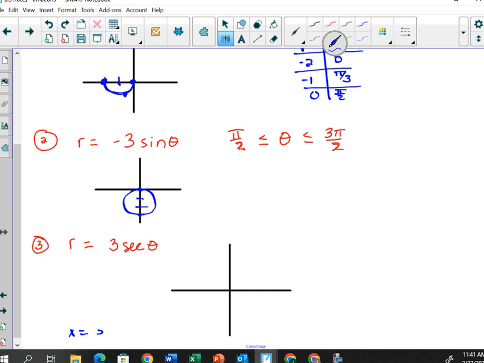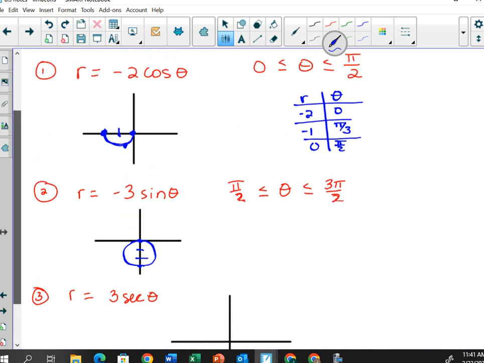When you know it's going to be the whole circle, you don't have to plot. But if it wasn't going to be the full circle, you'd want to check some points to make sure you graph the correct part of the circle.